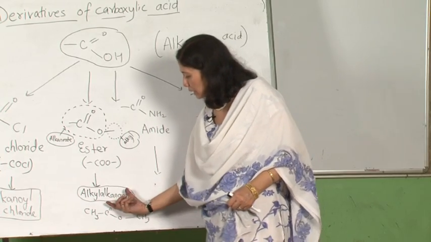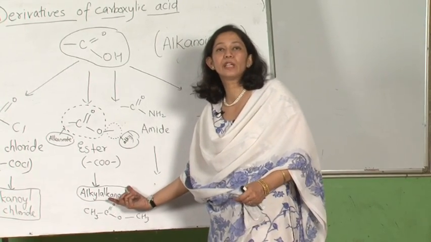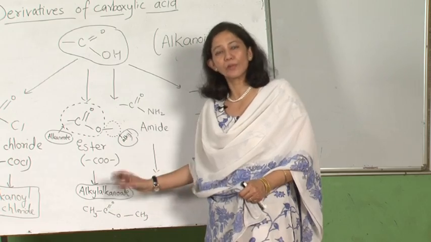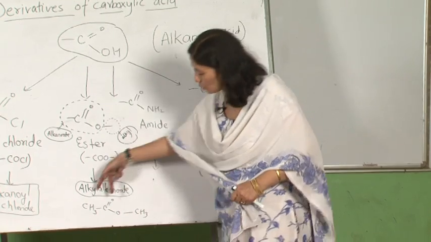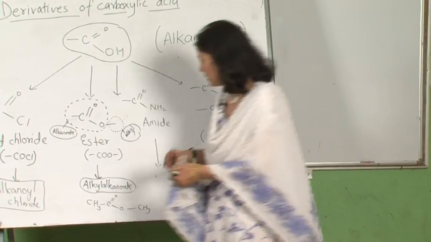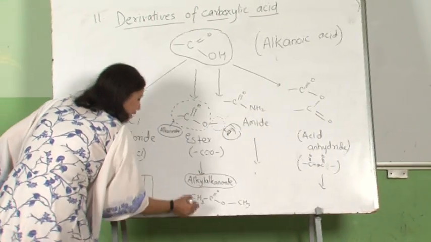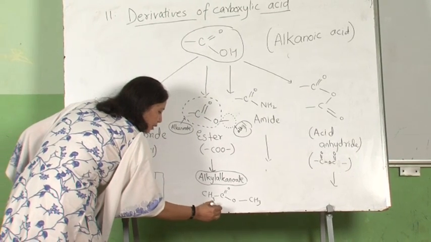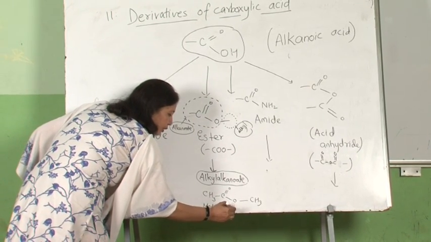The problem is this alkanoate part, whether I am going to write this part as methanoate or as ethanoate. 2 carbon atoms is the acid, so it is ethanoate, and 1 carbon atom is alkyl, and hence the name goes here as methyl ethanoate.